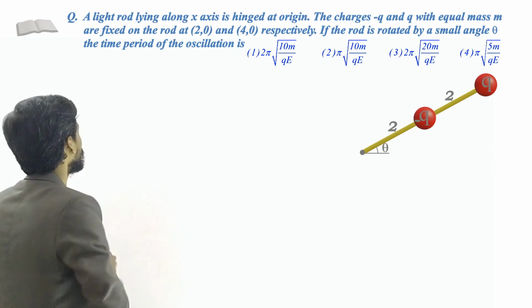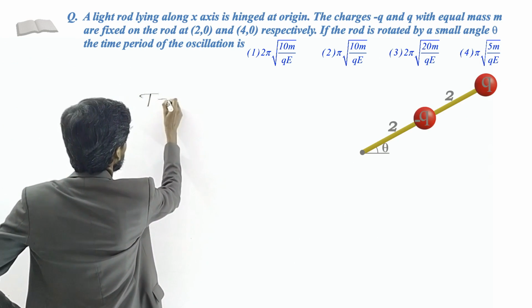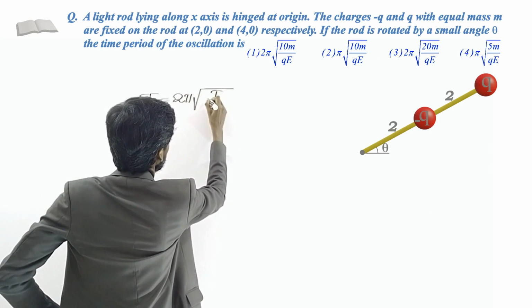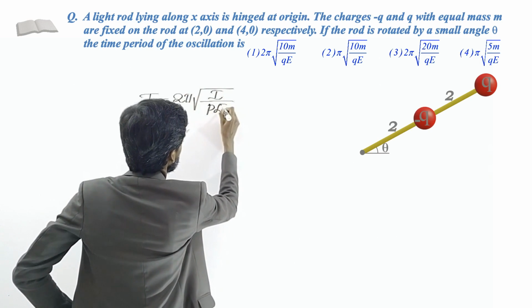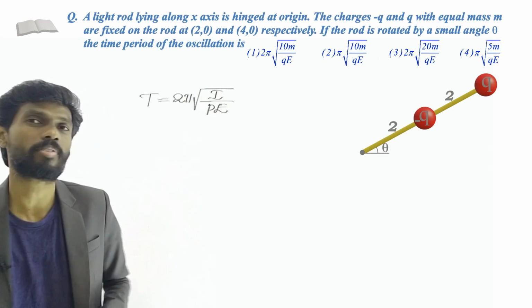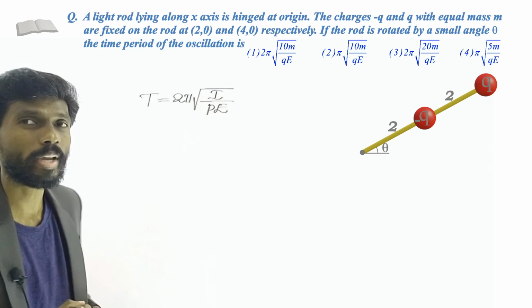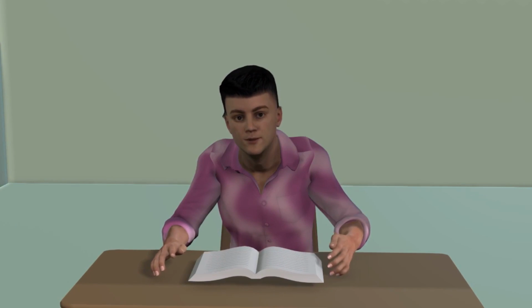We have derived a formula, if you remember, for the time period of the oscillatory motion. T equals 2 pi square root of the moment of inertia divided by pE. So this is the formula we have derived for the time period of the oscillatory motion of this dipole. But this formula is only when the dipole is rotated about the midpoint.